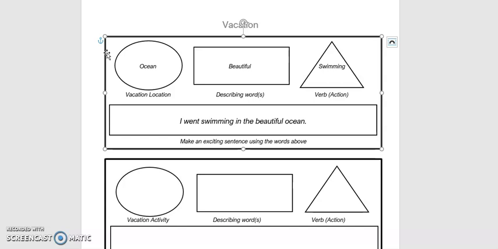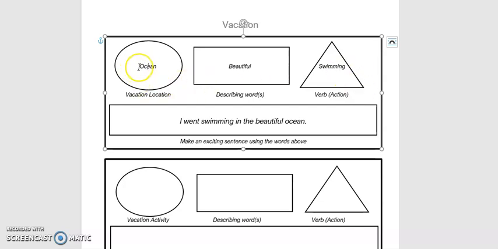So for the drafting process of their final project, they would get a graphic organizer. They would choose a vacation location, describing words, verbs, and then they would create an exciting sentence. So I would center the lesson around teaching them how to properly use adjectives and the difference between using powerful adjectives and weak adjectives.